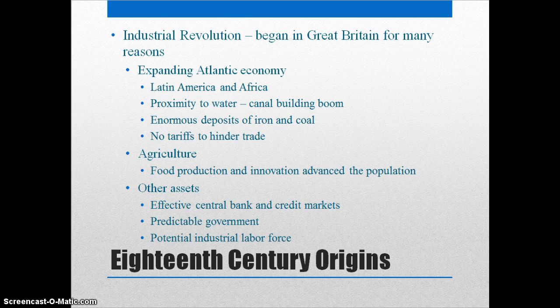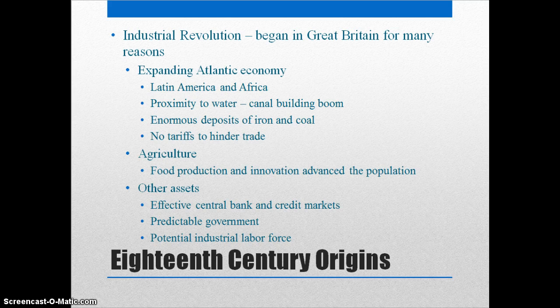Great Britain also had enormous deposits of iron and coal, and no tariffs to hinder trade, and a lot of monopoly over the colonies that they had expanded towards in those regions. Agriculturally, food production was at an all-time high, and innovation in agriculture also expanded that production, meaning less people had to work at producing the food. More people could then set aside time to advance technology, and we're going to see this population growth, and also some theories on that.